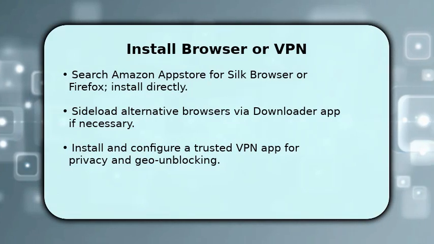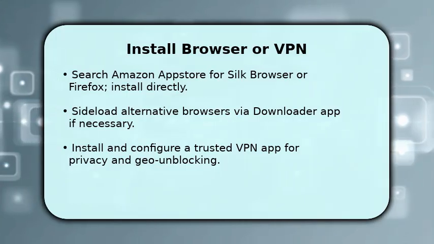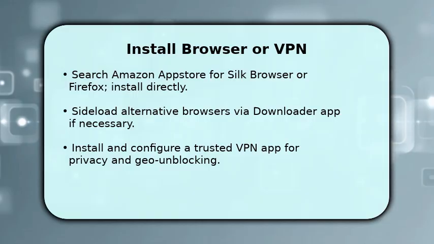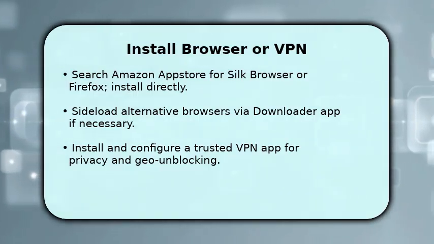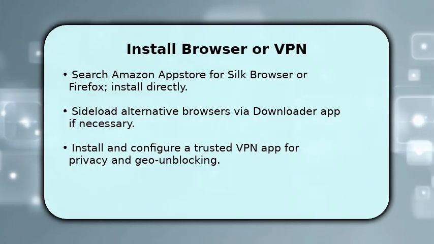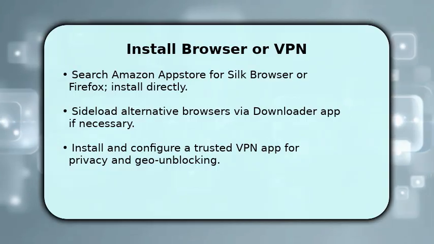Next, you install the software you need to browse. Open the App Store and add Silk Browser or Firefox. These provide basic internet access. If you need a different browser, sideload it using Downloader. Allow permissions, paste the APK URL, and install.